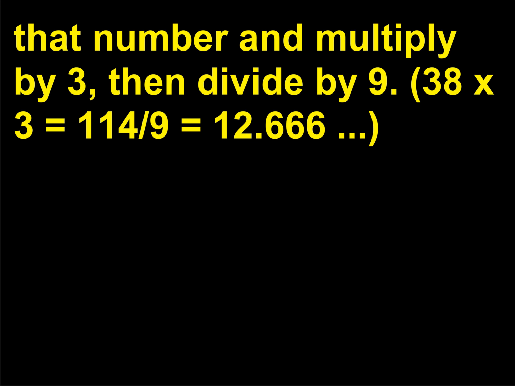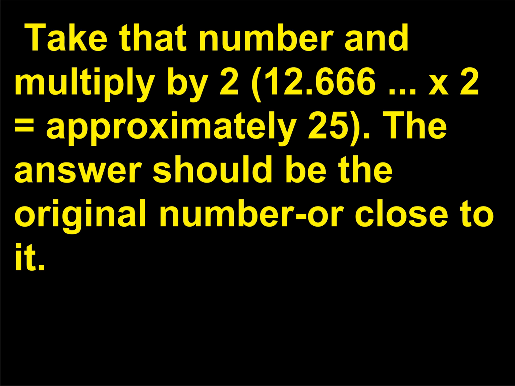Tell him or her to take that number and multiply by 3, then divide by 9. 38 x 3 equals 114, divided by 9 equals 12.666. Take that number and multiply by 2. 12.666 x 2 equals approximately 25. The answer should be the original number or close to it.